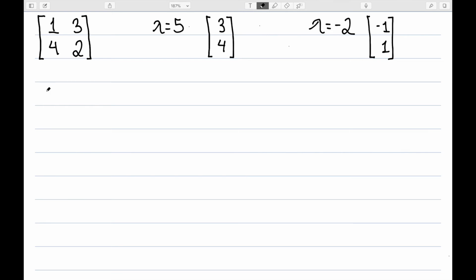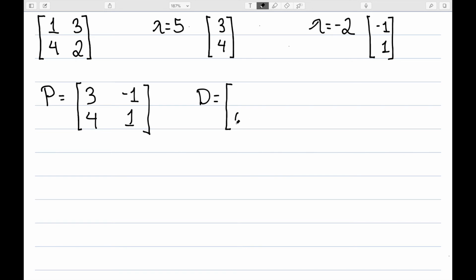Now that I have my eigenvalues and eigenvectors, I can start to diagonalize. So P will be the matrix containing my eigenvectors as columns. So 3, 4, negative 1, 1. D is a diagonal matrix, meaning everything not on the diagonal is a 0. And the diagonal will come from the eigenvalues, 5 and negative 2.